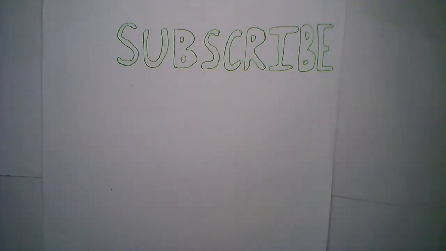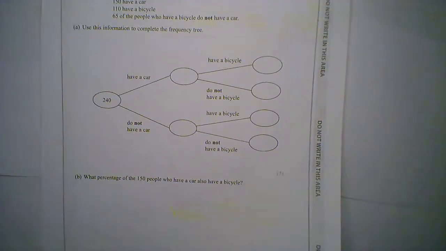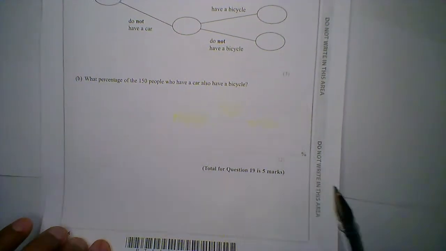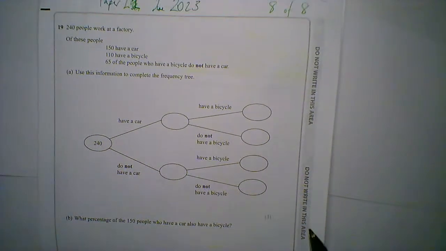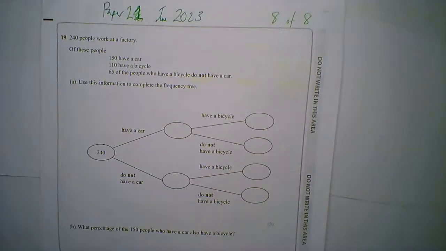Let's go on to the last question, question 8. Question 8 has 2 parts. So part A is worth 3 marks and part B is worth 2 marks. So altogether 5 marks for this question. And this is a paper 2 question from June 2023.